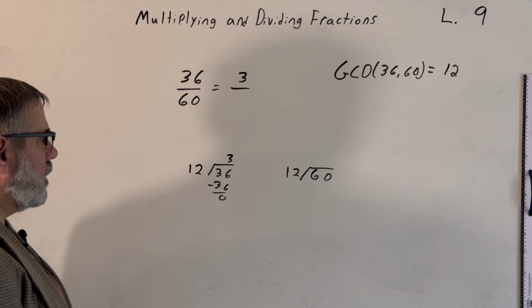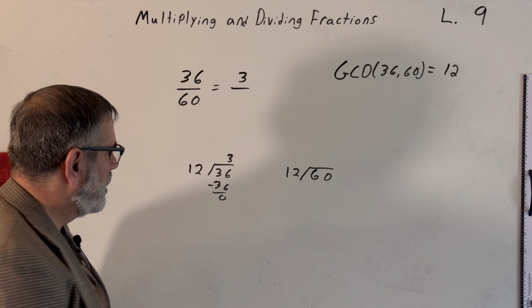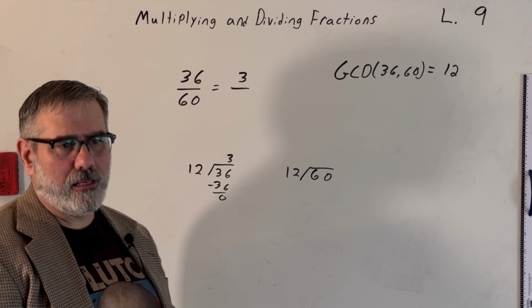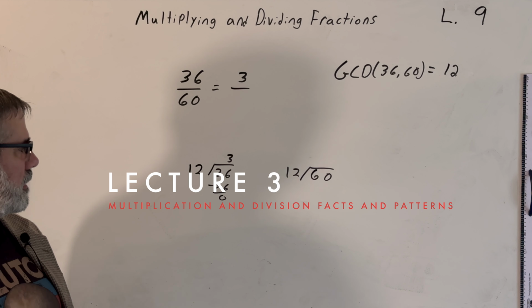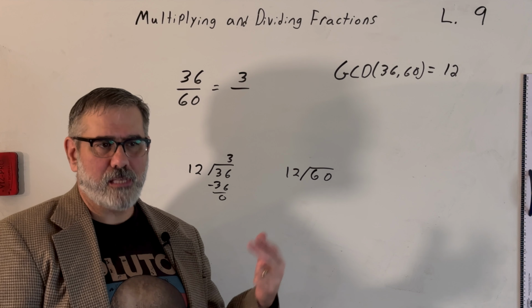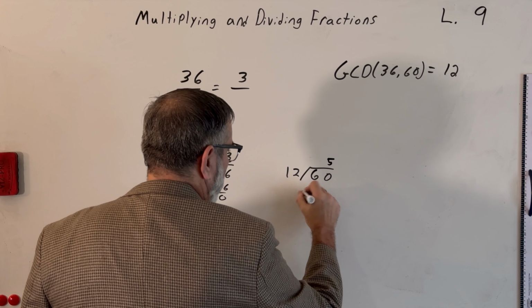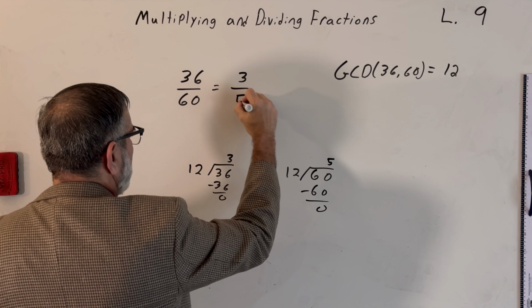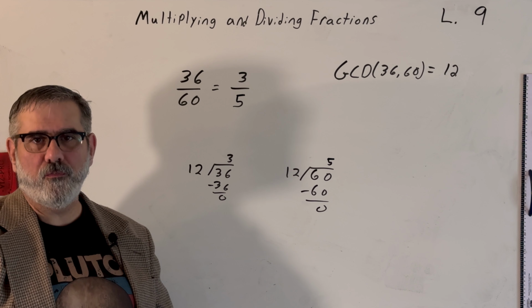How many 12s go into 60? 5. Yeah, 12 times 5, right? Half of 120 is 60. If you go back to lecture, I think it was lecture 3, mental quick multiplication, then multiplying 12 times 5, you quickly see it's half of 120, which is 60. So this is a 5. Again, no remainder, so we can replace the denominator with this, 5. So 36/60ths reduced is 3/5.